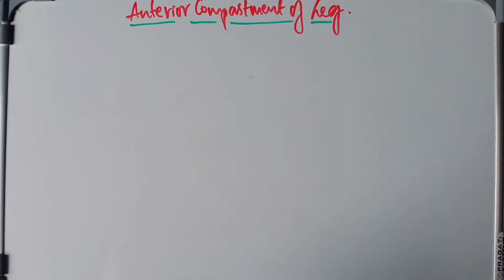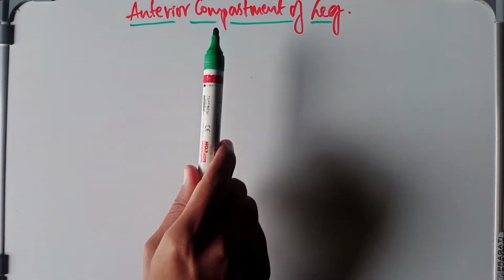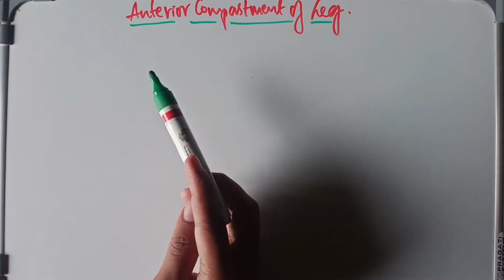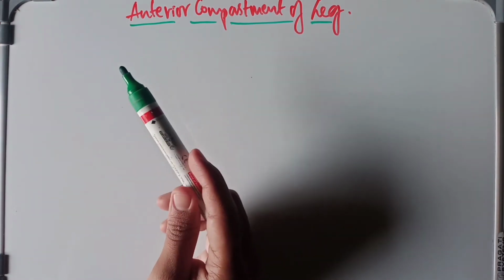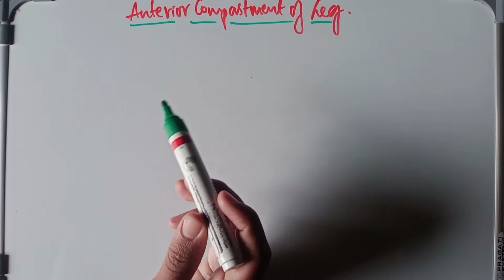So in this video we are going to discuss the anatomy of the anterior compartment of the leg. Basically we discuss its boundaries, what the contents are, and finally we look at the muscles of the anterior compartment of the leg.